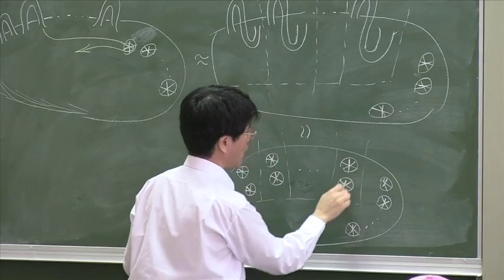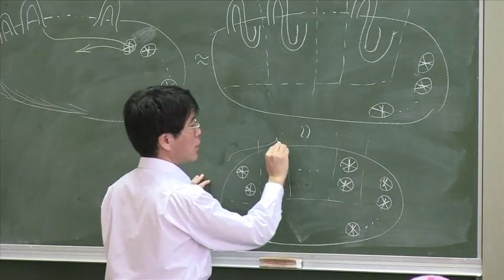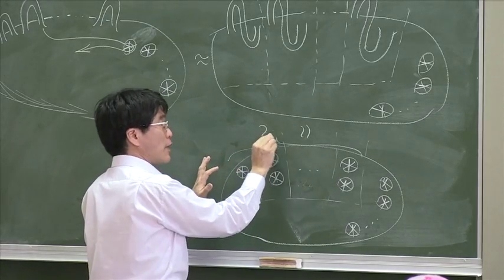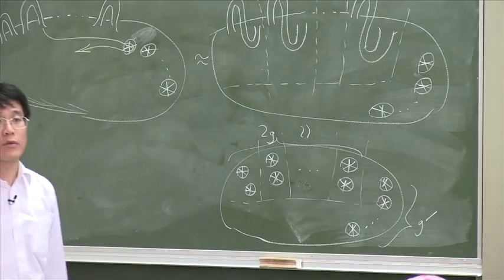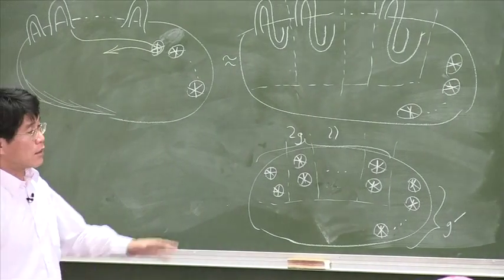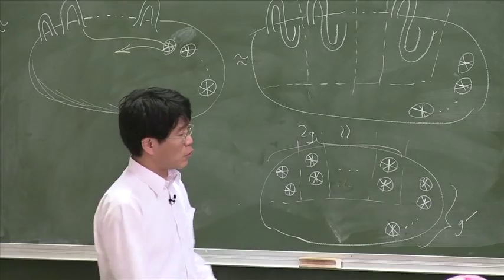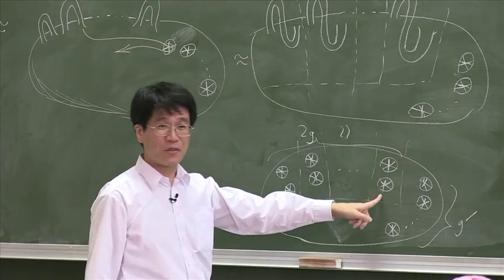So how many pairs of these are there? Well, there are G of them, so there are two G of them, and here there are G prime of them, hence that result. Okay? So you see how wonderful this strange but useful notation is.